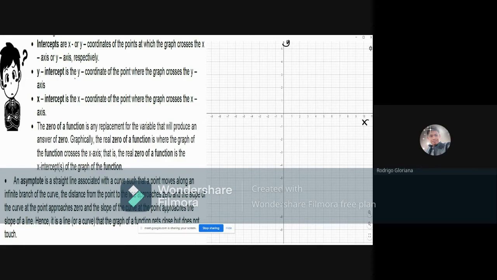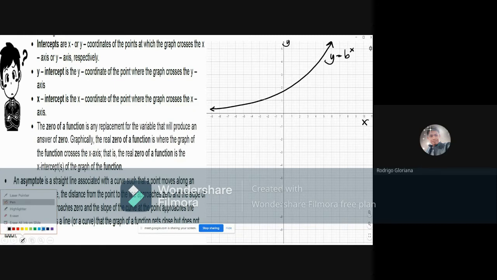The y-intercept is the y-coordinate of the point where the graph crosses the y-axis, assuming we have the given graph of the exponential function wherein y is equal to b raised to x. So if you look at this part, the graph that crosses the y-axis is pertaining to your y-intercept.